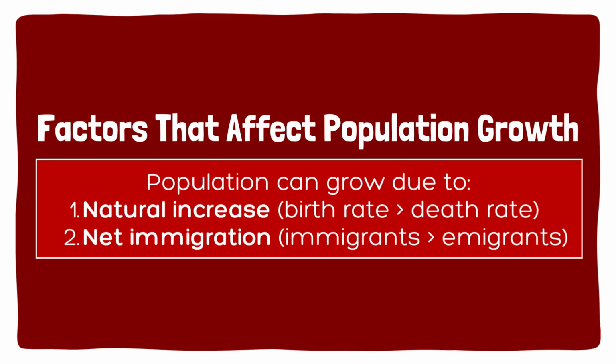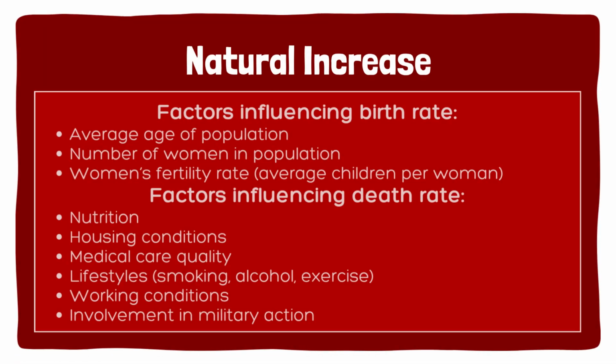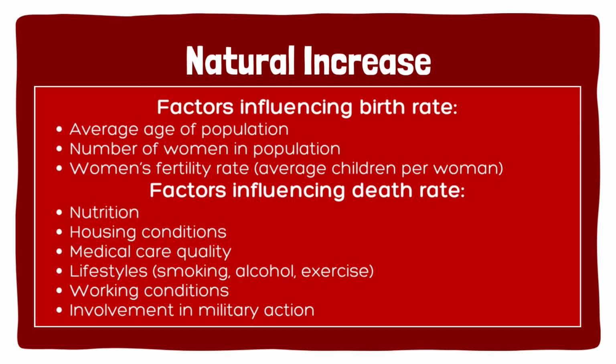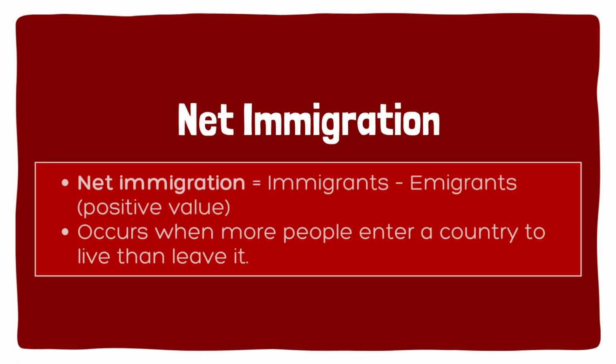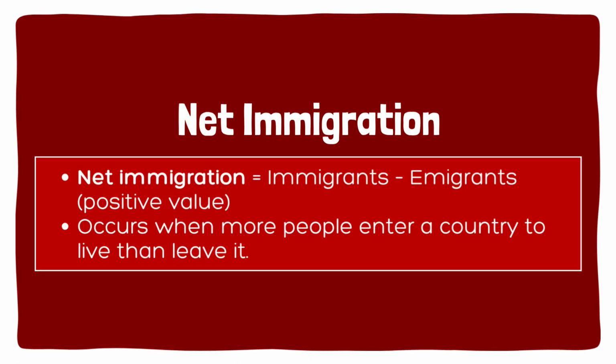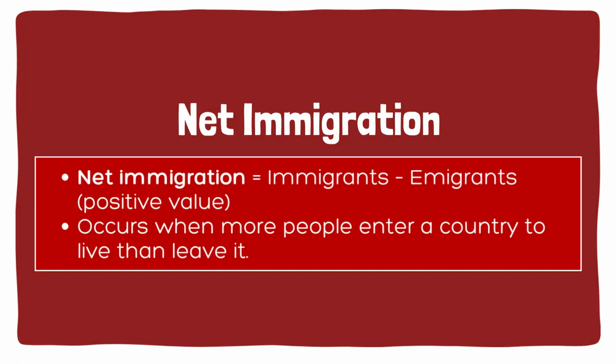The size of a country's population can increase either through natural growth or net immigration. Natural increase occurs when the birth rate is higher than the death rate. For instance, if more people are born than die in a given year, the population rises. Birth rates are influenced by factors such as the average age of the population, the number of women, and fertility rates. On the other hand, death rates depend on nutrition, healthcare, housing, lifestyle, working conditions, and whether a country is involved in conflict. Net immigration occurs when more people enter a country than leave it, adding to the population size.